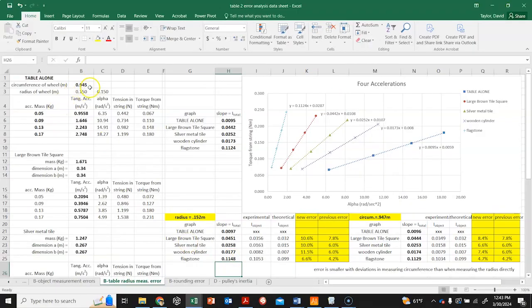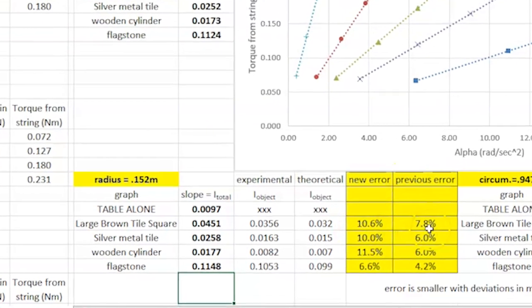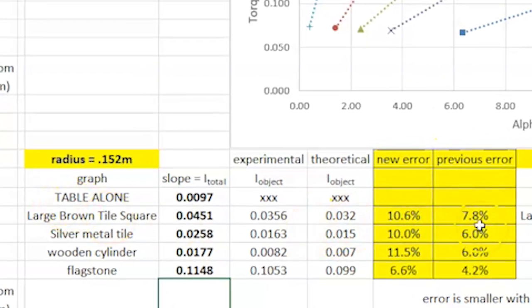So that's what I've done here. I measured their circumference to be 0.945 meters, or 94.5 centimeters, and from that I calculate the radius is 15 centimeters. So let's see how much of an effect. Here I've calculated, instead of 15 centimeters, 15.2 centimeters for the radius. My error changed for the tile square from 7.8 to 10.6, and you can see all the changes here.